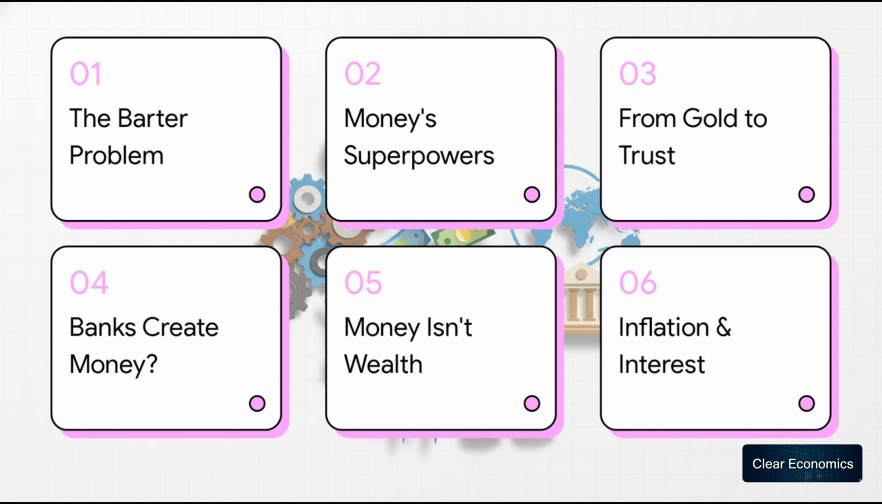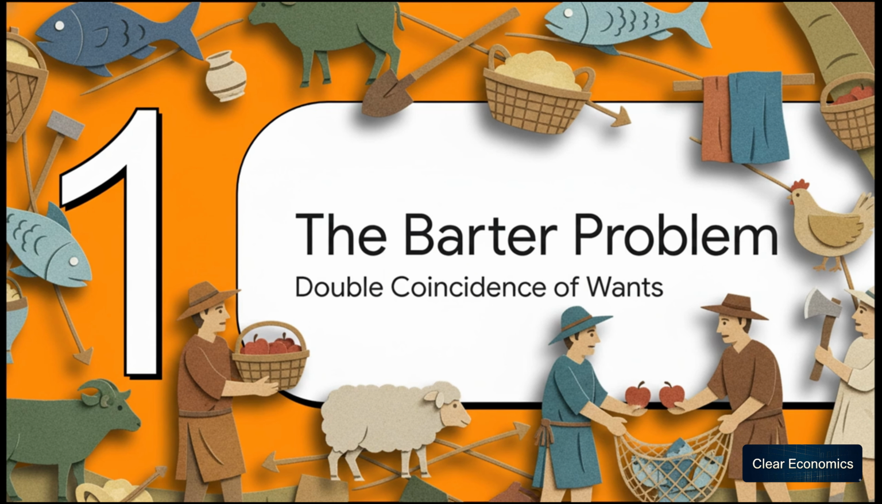So here's the game plan. We're going to start in a world without money, then we'll look at its 3 core superpowers. We'll see how it evolved from actual gold to pure trust. And then we're getting into the really juicy stuff. Where does money actually come from, and what's that got to do with things like inflation and interest rates? Let's dive in.